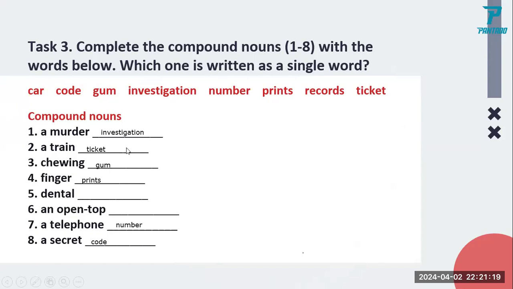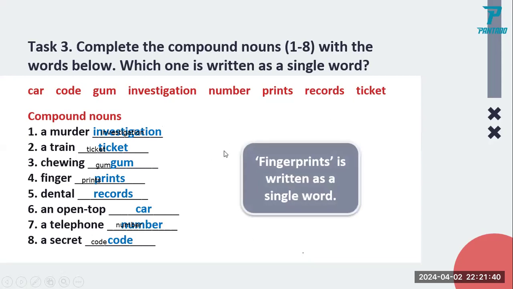Okay, murder investigation. Very good. Train ticket, chewing gum, fingerprints, dental records, an open top car, telephone number, secret code. Oh, very good. Great job. Fingerprints is written as a single word, only one word.